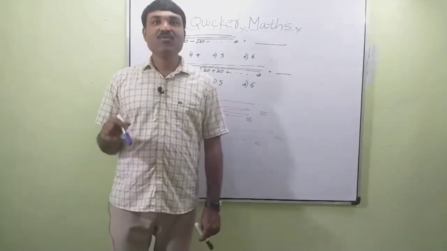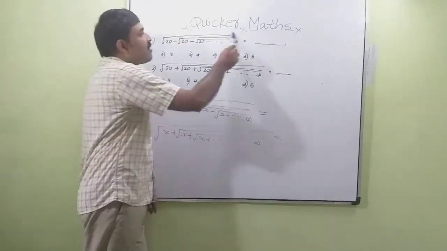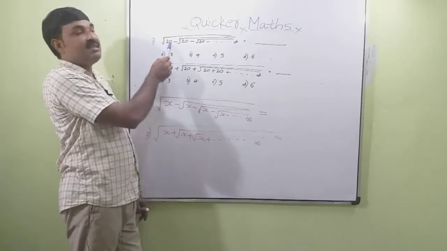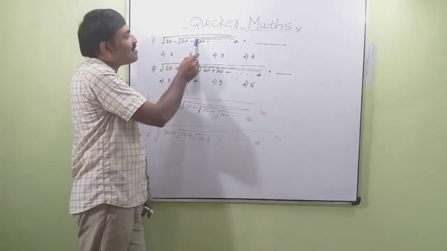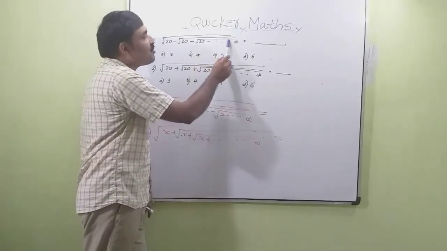Dear all, in this session we are going to discuss quicker maths. Big square root, inside 20, inside the square root, again another square root of 20 minus square root of 20 minus square root of 20.